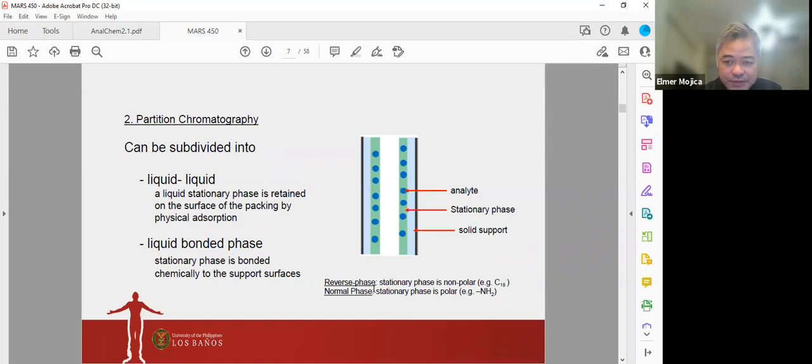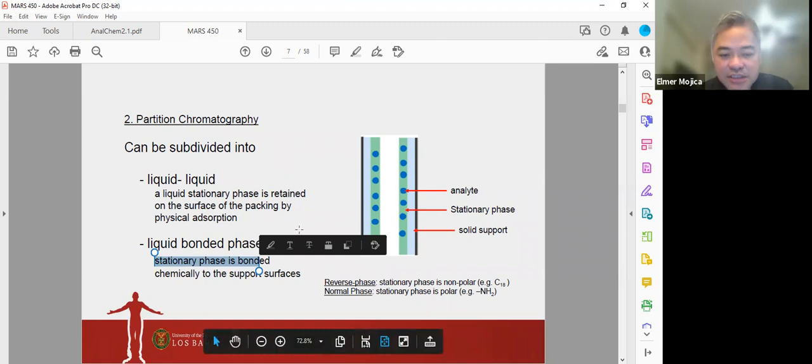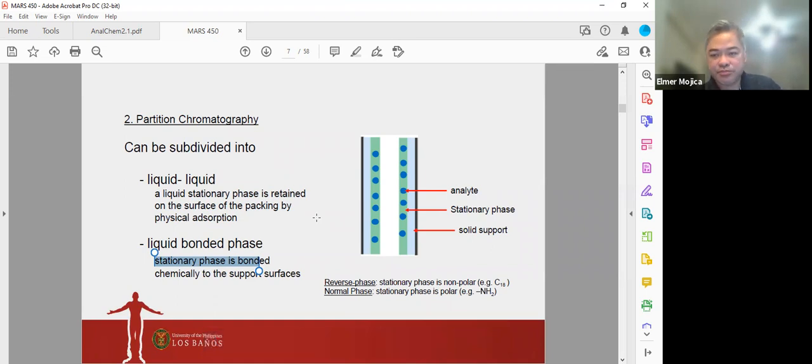Now, we can subdivide partition chromatography into two: the liquid-liquid interaction and the liquid-bonded phase. In the liquid-liquid, you have a liquid stationary phase that's retained on the surface of the packing by physical adsorption. And in the liquid bonded phase, the stationary phase is bonded chemically to the support surface. That's the difference between the two.